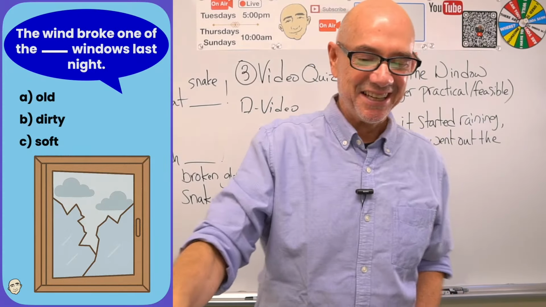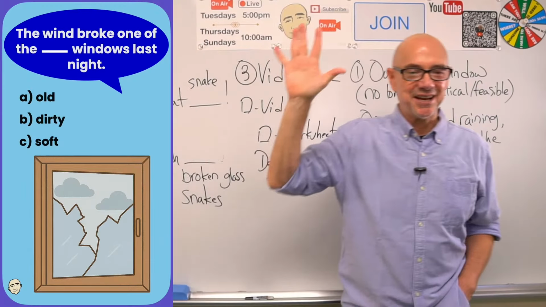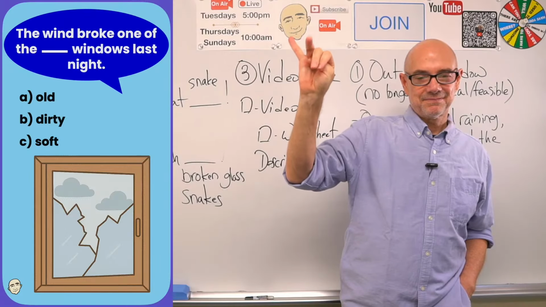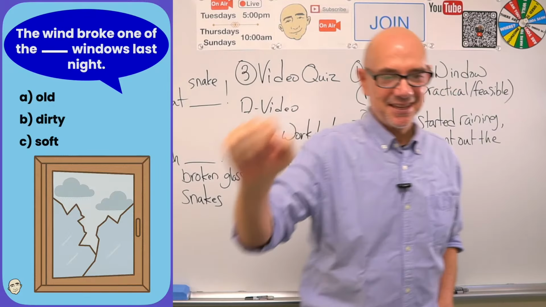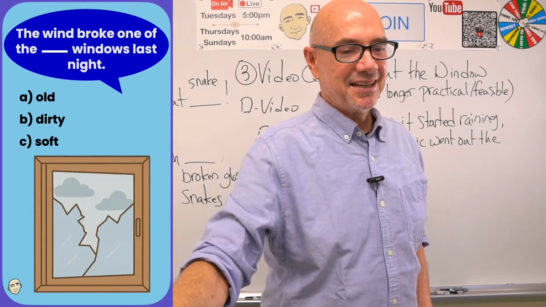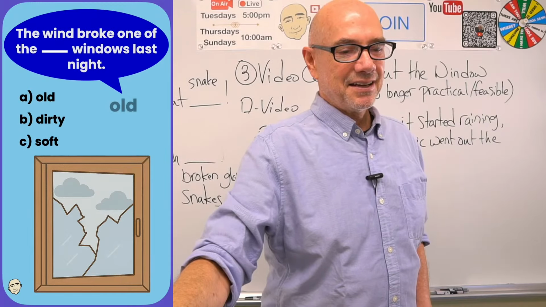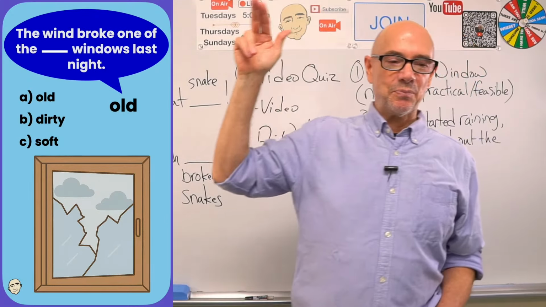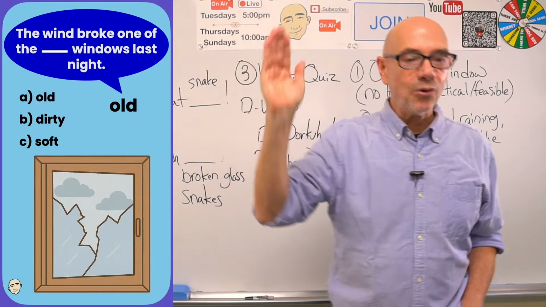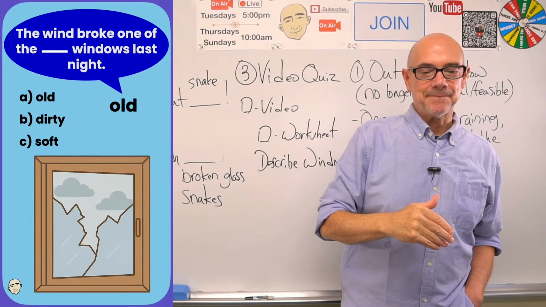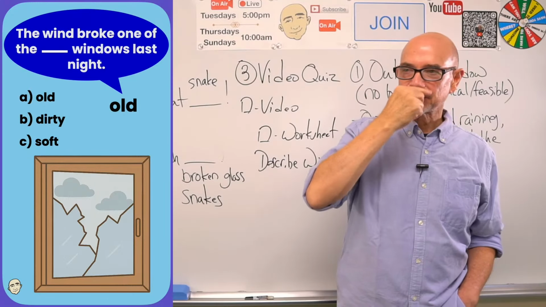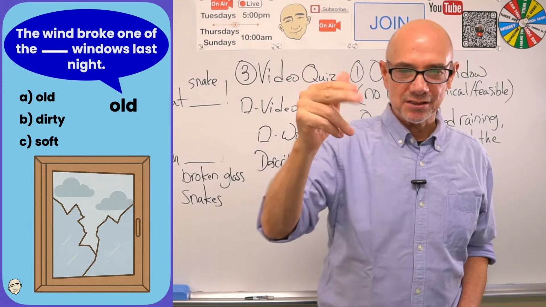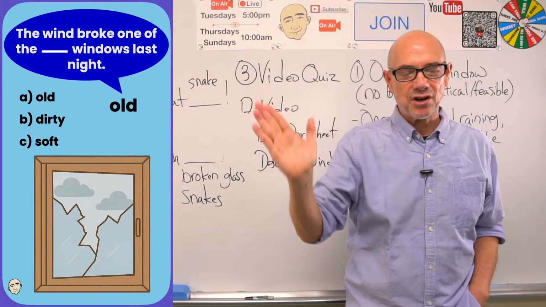Okay, let's count down. We always do that, right? Okay, here we go. Okay, you got it. Good job. The wind broke one of the old windows last night. Right? So, old because maybe it's not as strong, right? A new window will be stronger, right?